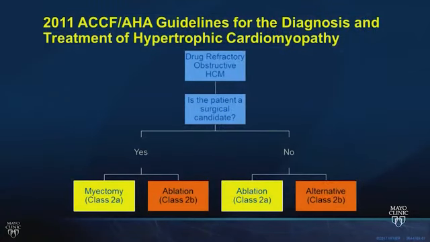When we wrote the 2011 guidelines, based on these types of data, these were the recommendations we made. For the vast majority of patients who have drug refractory symptoms, myectomy is the preferred strategy. Ablation is an acceptable alternative for those who didn't want to have an operation. If the patient isn't a surgical candidate because their comorbidities are so high or they're so frail, then ablation becomes the preferred strategy.